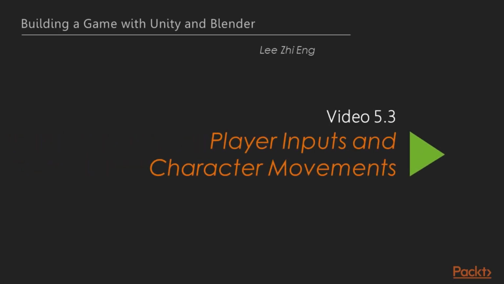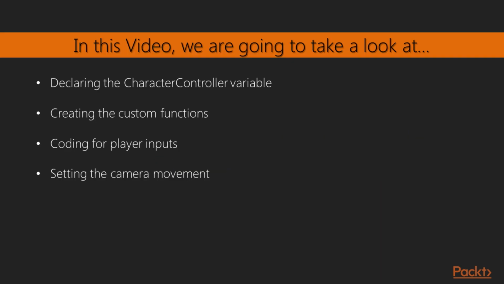Hi, we are in the new video of the section, Player Inputs and Character Movements. In the previous video, we looked at the design of user interface structure. In this video, we will declare several variables and character controller variable. Then we will create two custom functions and learn how to write the code for player inputs. By the end of this video, we will settle the camera movement.